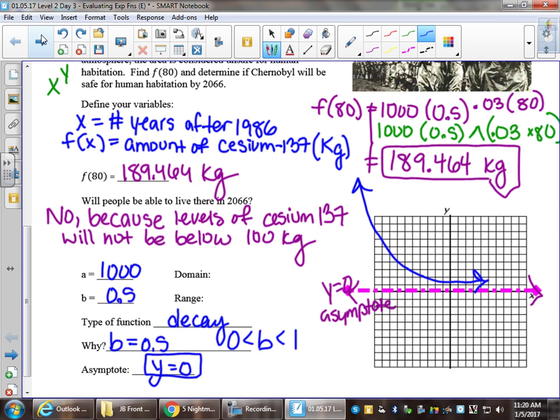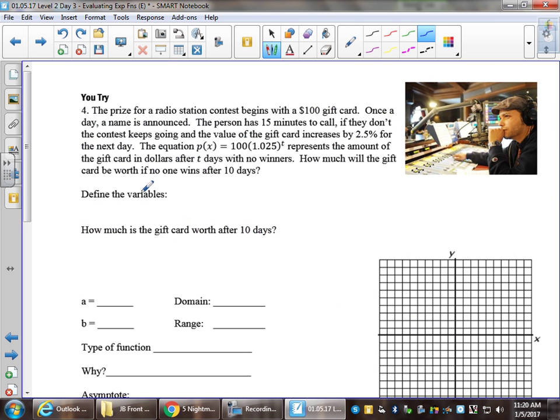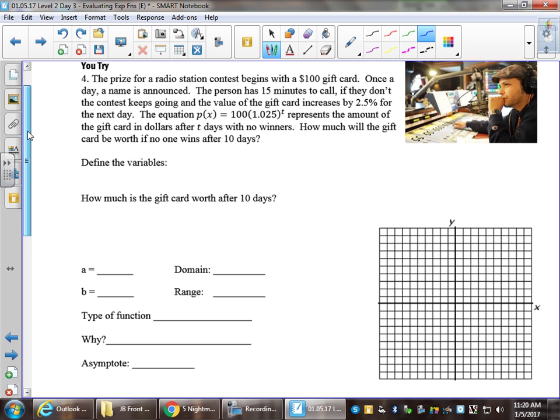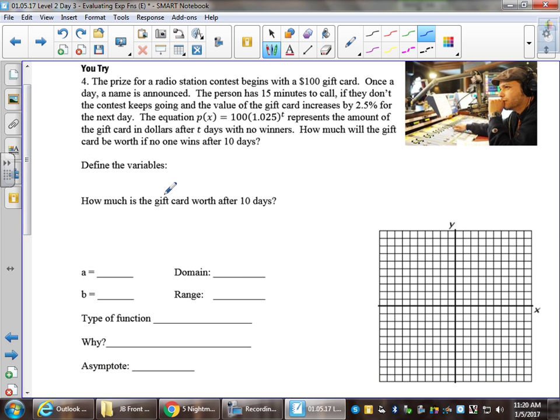So number 4 is a much more cheery question. The prize for a radio station contest begins with a $100 gift card. Once a day, a name is announced. The person has 15 minutes to call. If they don't, the contest keeps going. Have you guys heard those on the radio? Like, your name gets called, and if you don't call back in a certain amount of time.